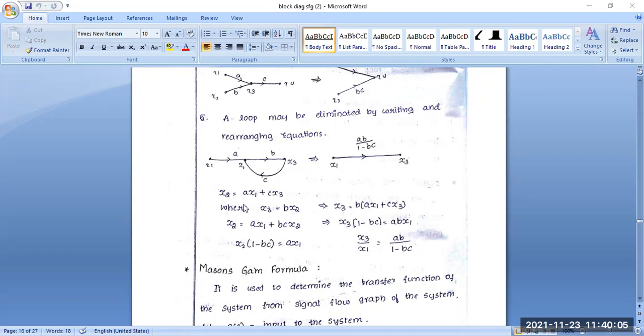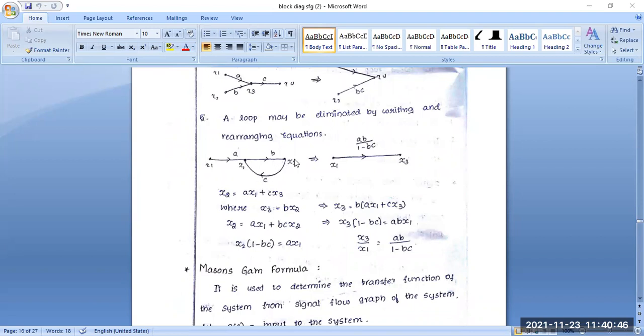How is it coming? So all of you have seen these explanations. First we have to calculate x2, the output of x2. This x2 is equal to ax1 plus cx3, because this x2 is connected to this forward path and also these forward loops. So that's why we have to calculate it, that is x2 equals ax1 plus cx3. Clear?